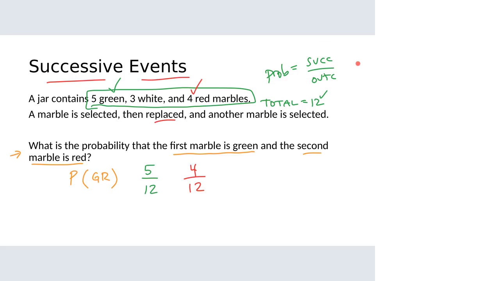All right, well, probability of getting green on the first draw was 5 out of 12. Probability of getting red on the second draw was 4 out of 12. So the probability of getting green followed by red is what I get when I multiply those together. 5 times 4 will be 20. 12 times 12 is 144. So the probability of getting green followed by red is 20 out of 144.